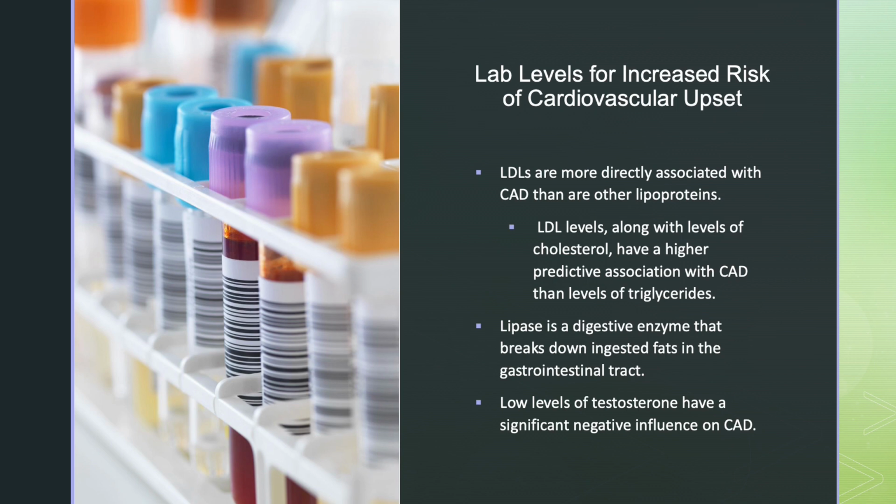Anytime that we talk about lab levels for risk of cardiovascular upset, we are always going to talk about several things, but they're always the same stuff. All right, so we're going to talk about a lipid panel. And a lipid panel has many names, if I'm honest. It could be like a cholesterol panel, a coronary risk panel, a fasting lipid panel, or a non-fasting lipid panel. There's lipid tests, there's lipid profile. It's got many names, but it's always the same stuff, right?